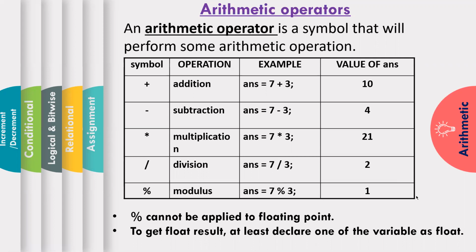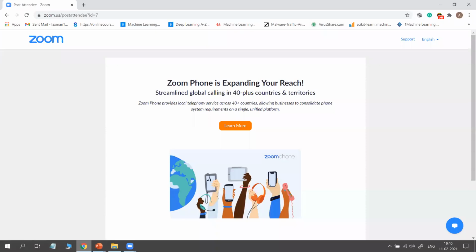Similarly, to get float results, at least one of the variables must be float. That means if you are doing some operation and you want a float answer, then you must declare at least one of your variables as float. If you declare both variables as int, for example 7 is int and 3 is int, and you perform the operation 7 by 3, the actual result is 2 point something, but it prints only 2. The point value is removed. So if you want 2 point something, you just declare one variable as 1 point something. Don't worry, I will show you the execution part.